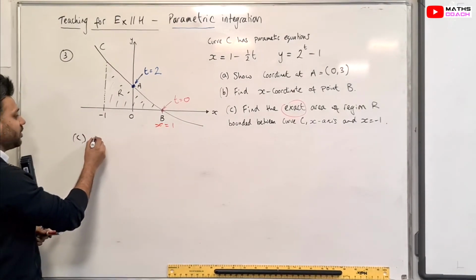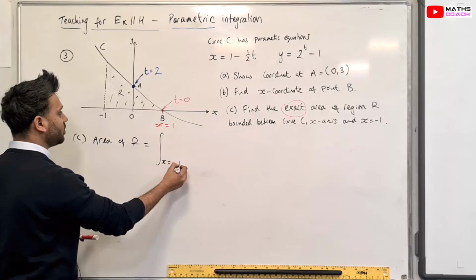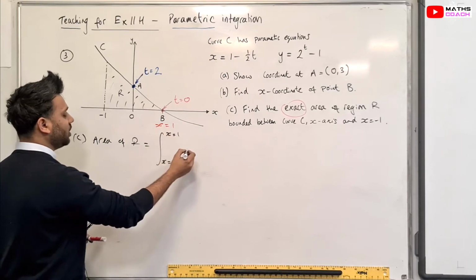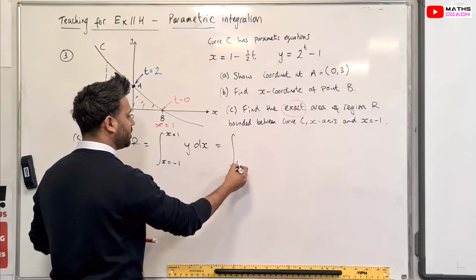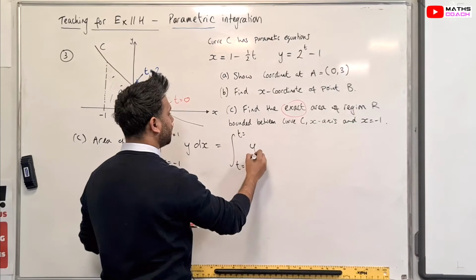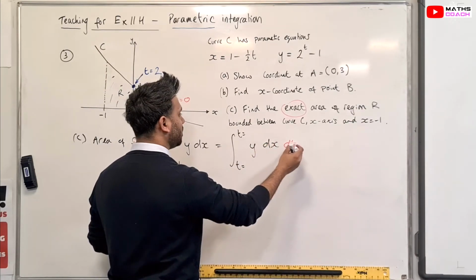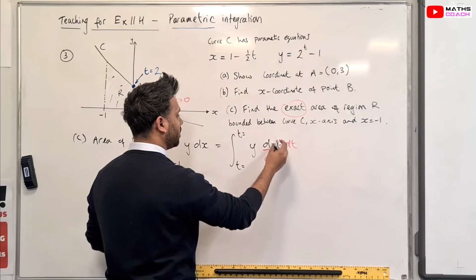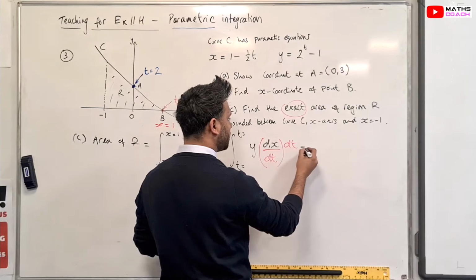So the exact area of R would be the integration from x equals -1 to x equals 1 of y dx, and adjusting for the parametric case, t equals y, and dx gets adjusted to dx/dt dt. So that's the adjustment into the parametric case.